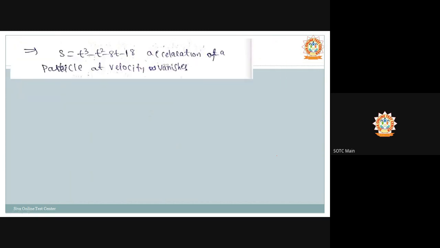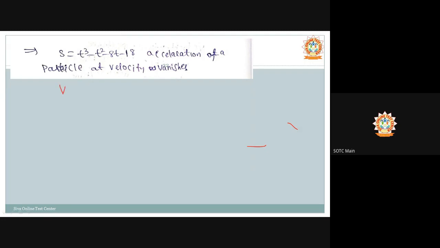If s is equal to t cube minus t square minus 8t minus 18, then find the acceleration of the particle when velocity vanishes. Understand the question? How to solve this question? First you need to find the velocity, then equate to 0, get the time, then find the acceleration, then substitute the time in the acceleration.